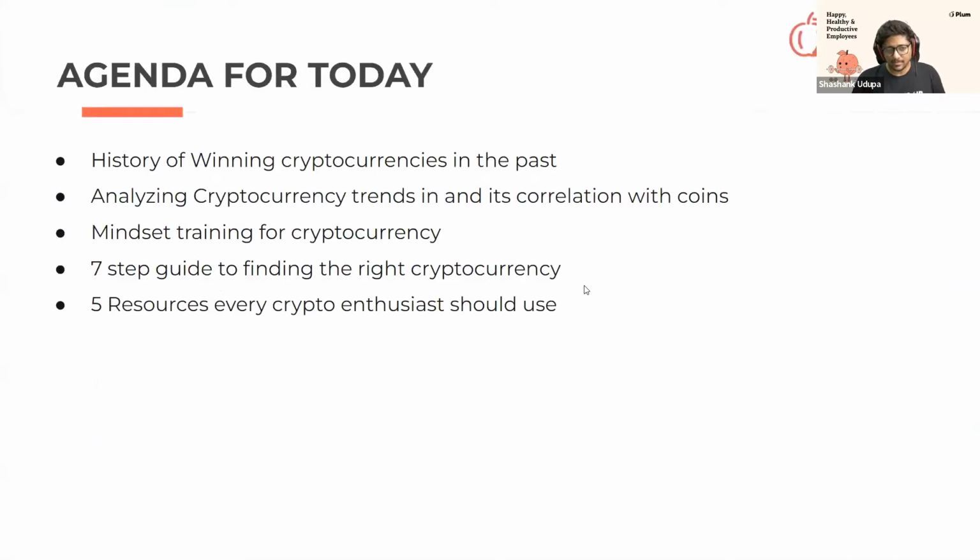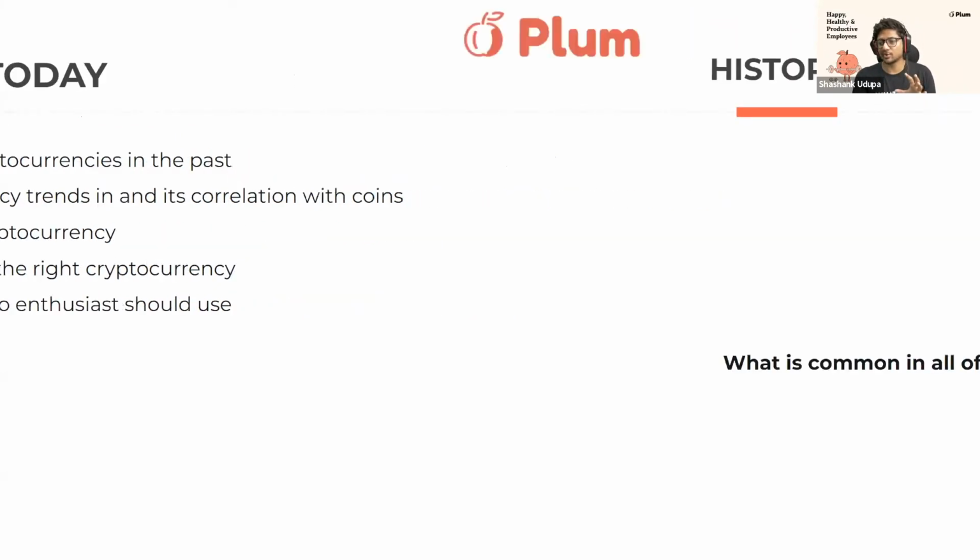Now, the agenda for today is very simple. We're going to talk about the history of winning cryptocurrencies in the past. We're going to analyze different cryptocurrency trends and their correlations with coins as well. We're going to do some mindset training for cryptocurrency, and I'll tell you why mindset training is super important. Then a 7-step guide to finding the right cryptocurrency, and I've actually included a little bit more. I'm also going to show you some resources at the end. If you are trying to understand the crypto space, what are some key tools that you need to use? So I'm going to show all of this to you guys.